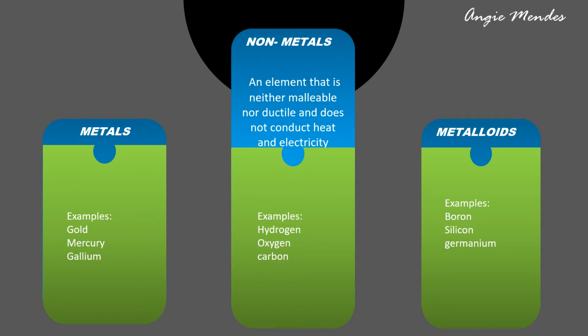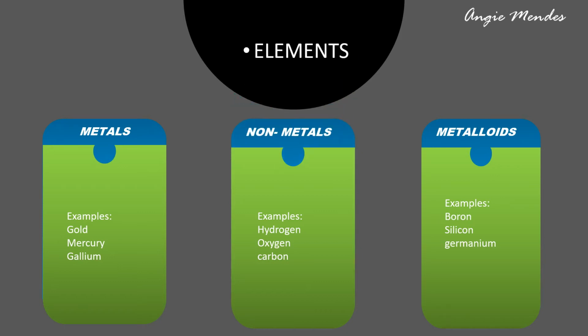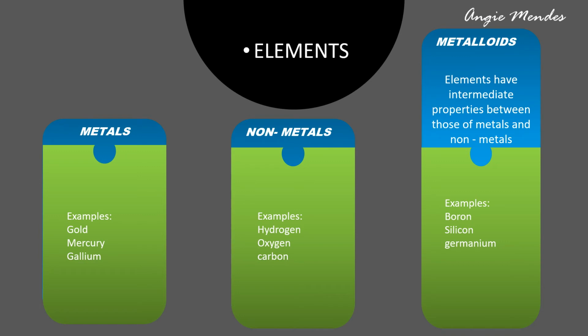Non-metals are elements that are neither malleable nor ductile and do not conduct heat and electricity. Examples would be hydrogen, oxygen, and carbon, among a few. Metalloids are elements that have intermediate properties between those of metals and non-metals. Examples would be boron, silicon, germanium, amongst a few.